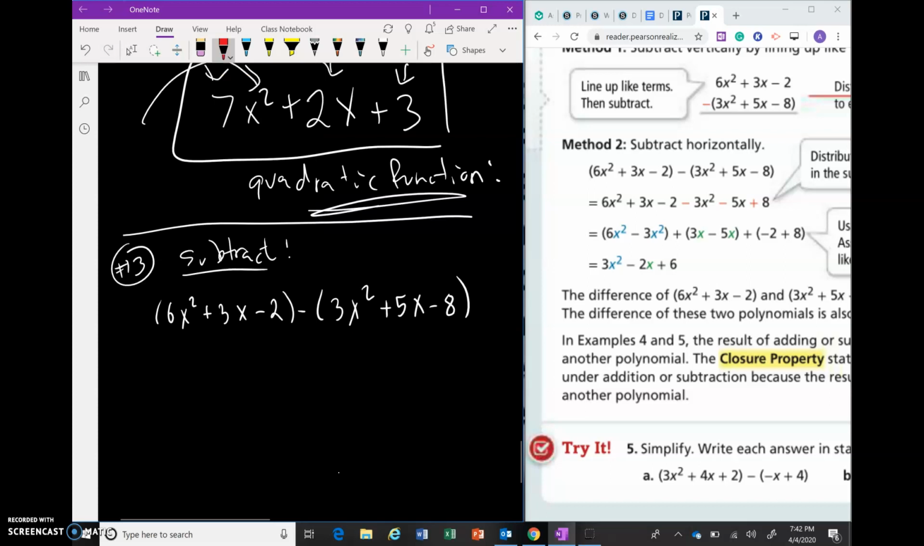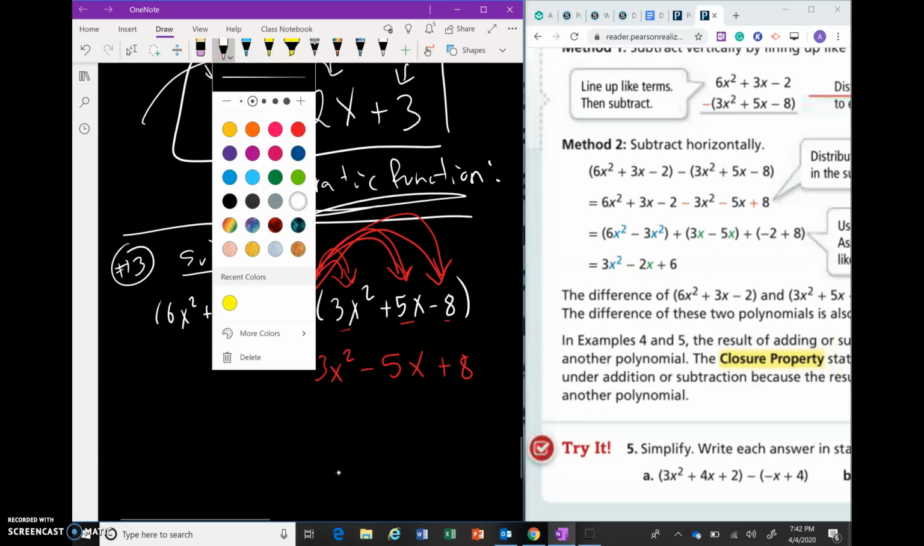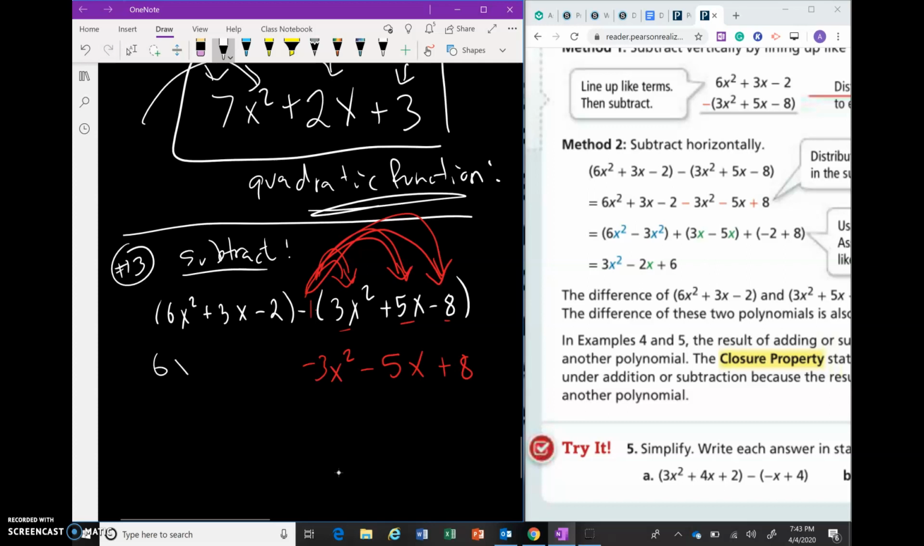You have to remember that if you're subtracting, you almost think of this like an invisible 1. So you have to make sure you spread that negative into every single term, or what we call monomials, which is what your book said. So if we go ahead and do this, just sprinkle the negative into every single term. Negative 1 times 3x squared gives us negative 3x squared. Negative 1 times 5x gives us negative 5x. Negative 1 times negative 8 gives us positive 8. And then you drop this one down, so we get 6x squared plus 3x minus 2.